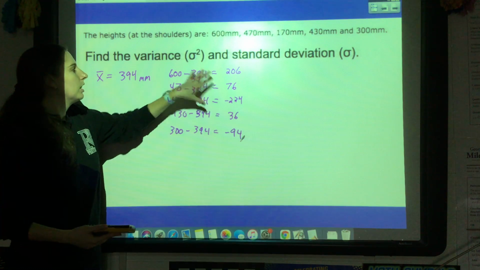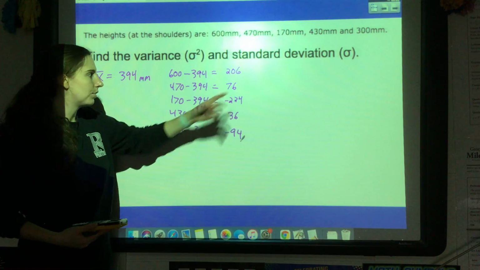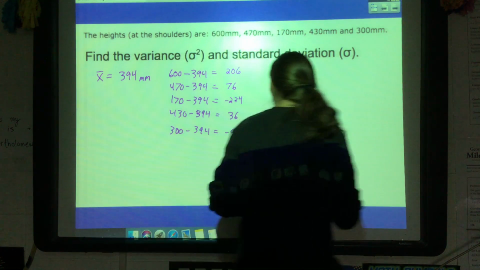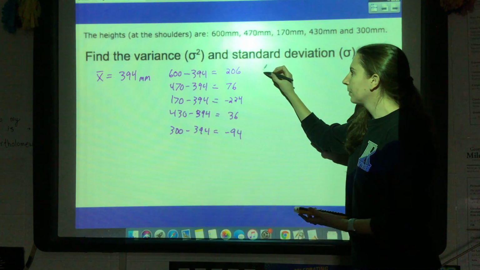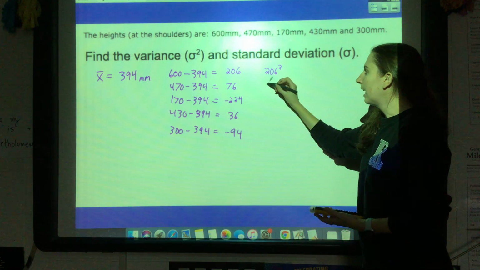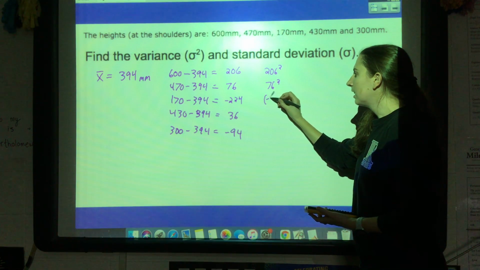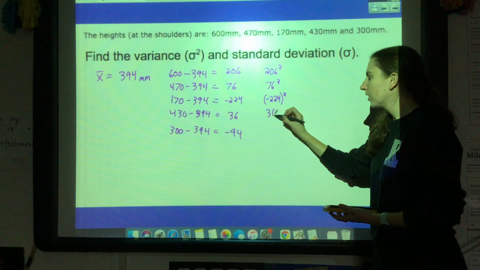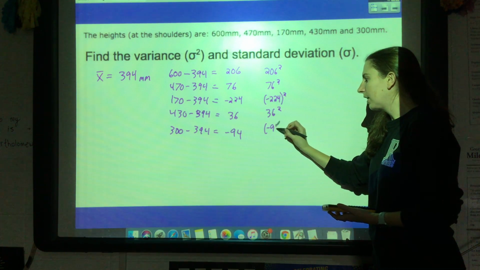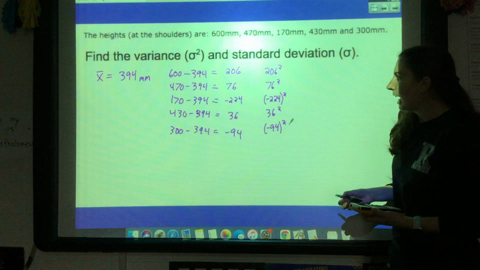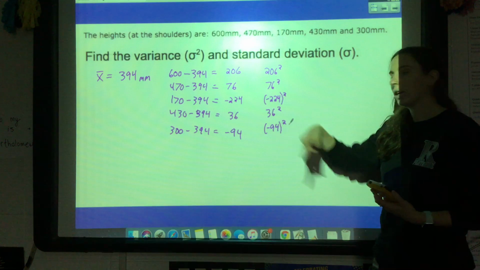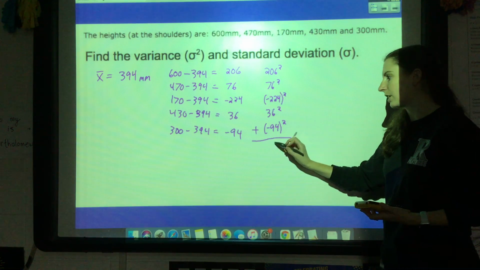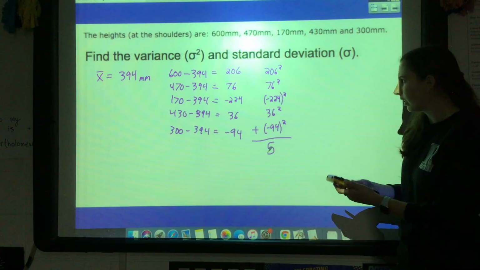It's how much the data points deviate from the mean. How far are they from the mean? Like this one is 76 from the mean. Okay, so now we're actually going to square each of them. So do 206 squared and 76 squared and negative 224 squared, which is going to come out positive, so you honestly don't need to put the negative, and 36 squared and negative 94 squared. And then, once I get all the squared stuff, I'm going to add them up and divide by 5, because there are 5 of them.